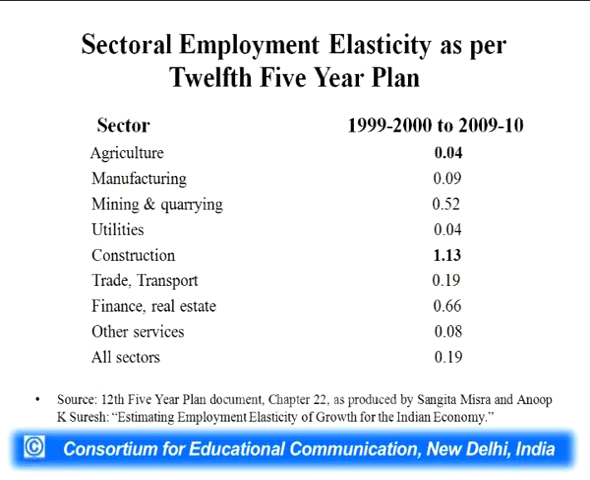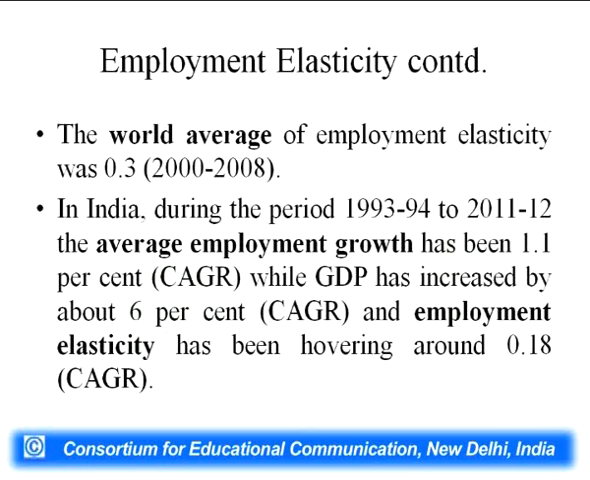We have some figures related to sectoral employment elasticity as per the 12th 5-year plan, and this figure shows that the agriculture sector has the lowest employment elasticity, showing just 0.04, and the construction sector has the highest employment elasticity, 1.13. The world average of the employment elasticity was 0.3 during the years 2000 to 2008.